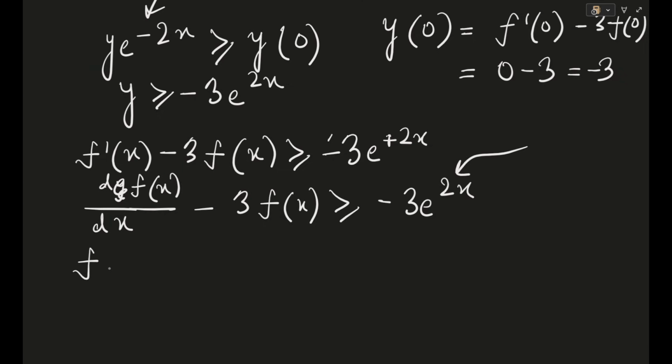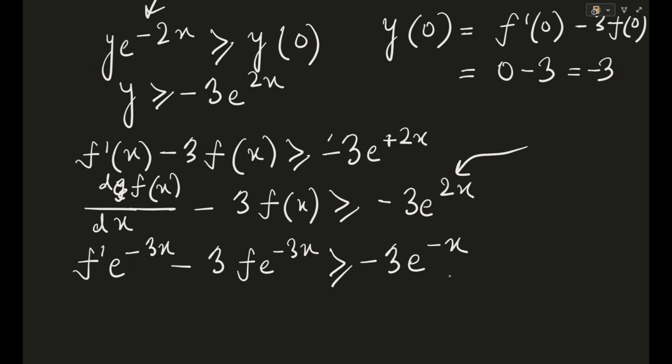If you multiply both sides with e power of minus 3x, this will turn out to be f dash into e power minus 3x minus 3f e power minus 3x is greater than or equal to minus 3 e power of minus x. Actually I did the LDE thing only, because the integrating factor for this expression is itself e power minus 3x. I did the LDE solving in a different way. When you prove the linear differential equation, you know we have to do it like this. So it's the same thing, okay?